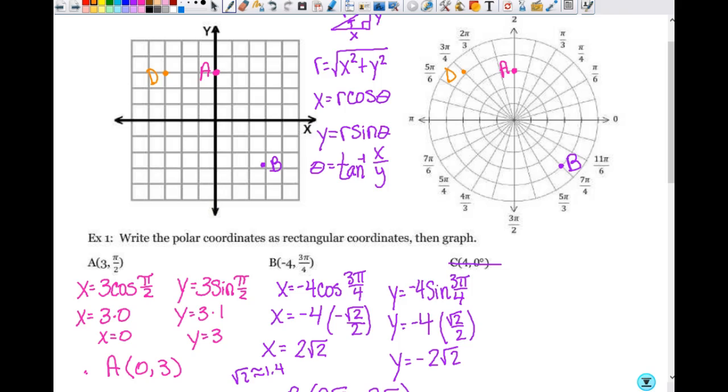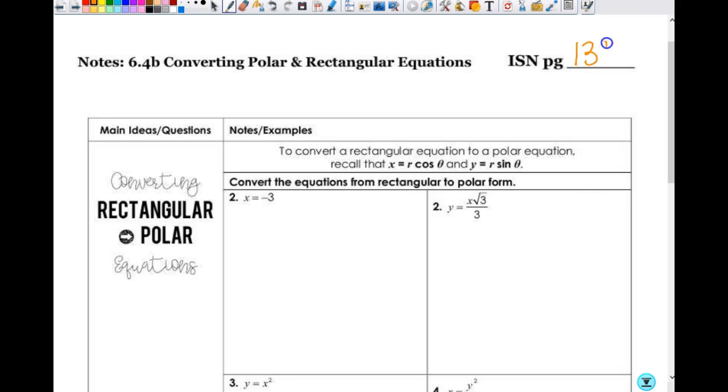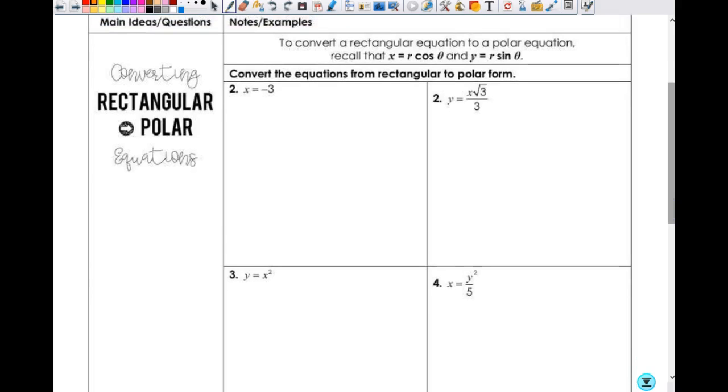Let's look at this. So this is going on page 131 now. And now we're going to convert equations, not just ordered pairs. And it says to recall this, which we just recalled anyway, x equals r cosine theta, y equals r sine theta. If you know that much, all you do is substitute that stuff in and clean it up. So right now, these are in rectangular form because I have x and y. So I have to substitute in the polar stuff. In place of x, I'm going to put r cosine theta. So r cosine theta equals negative 3.